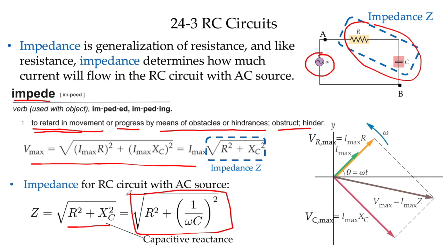Now I can ask you, what is the impedance if you only have R? Well, it's just R, because it's Ohm's law, right? V equals IR. What is the impedance if you have only a capacitor? Well, it's actually this guy here. It's going to be XC, and you can see it here. What is the impedance if you have both R and C? Then it becomes this formula.